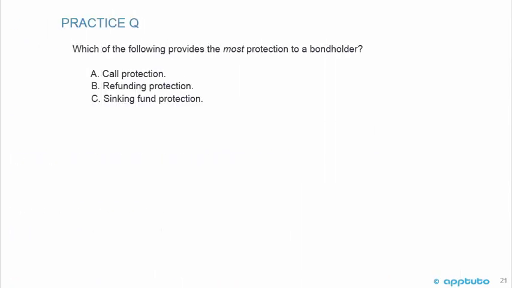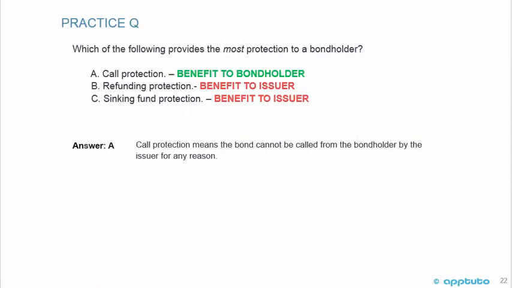Another practice question: which of the following provides the most protection to a bondholder? A, call protection, B, refunding protection, or C, sinking fund protection? Okay, the correct answer is A. Call protection is a benefit to the bondholder. Call protection means the bond cannot be called from the bondholder by the issuer for any reason. Do you see that? It's not a callable bond, it's call protection. Refunding protection is a benefit to the issuer, and sinking fund protection is a benefit to the issuer as well.